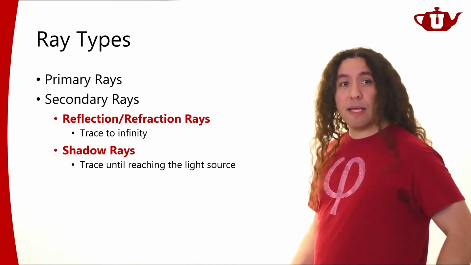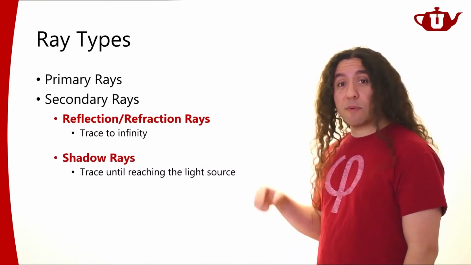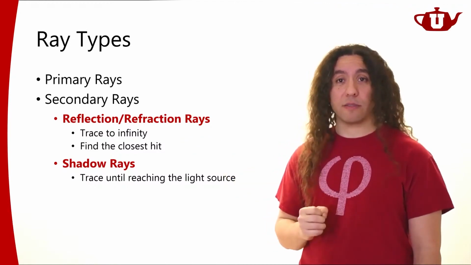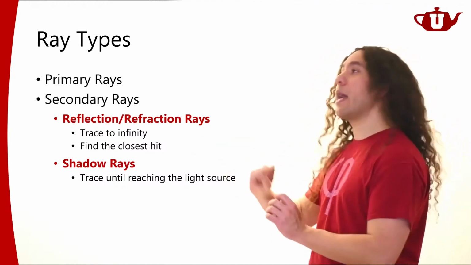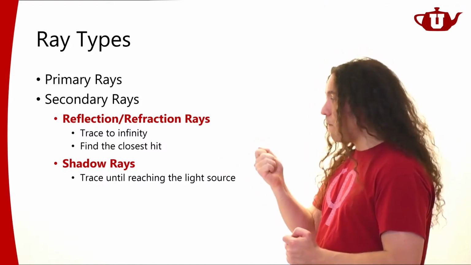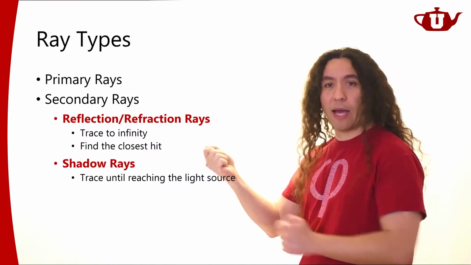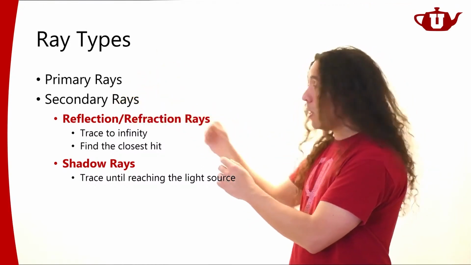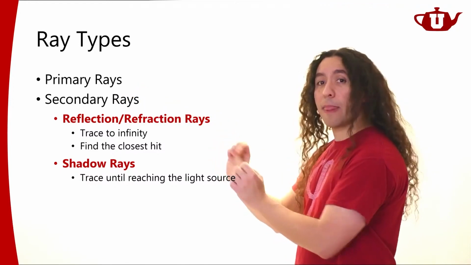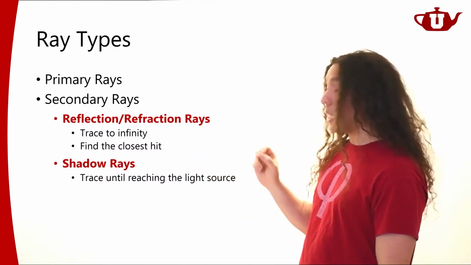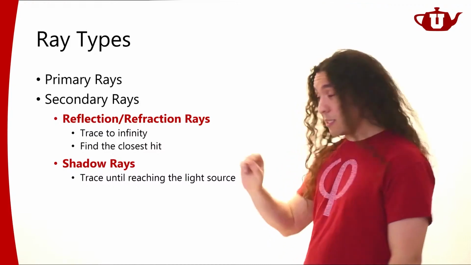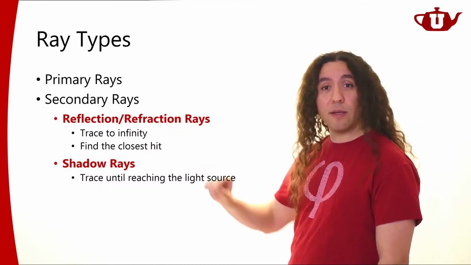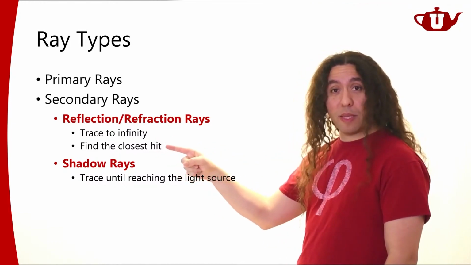That's one difference. The other difference is that with reflection and refraction types of rays, I would like to find the closest hit point. So I generate a ray, I'm tracing it, I'm going to find the first hit of that ray. I don't care if there are any other objects behind it. All I care about is the very first hit. When I find a hit, I need to make sure that it is the first hit. It is the first object that the ray intersects, moving along in that direction. And that's going to be important.